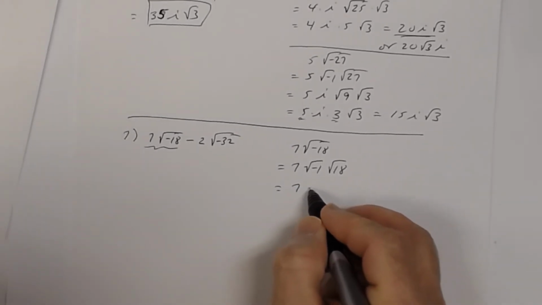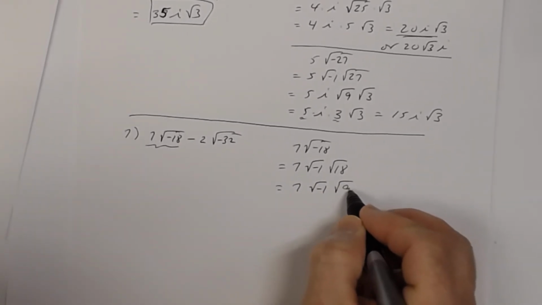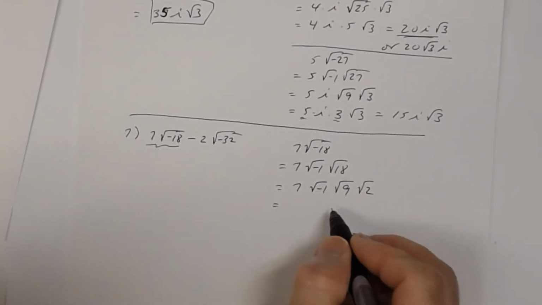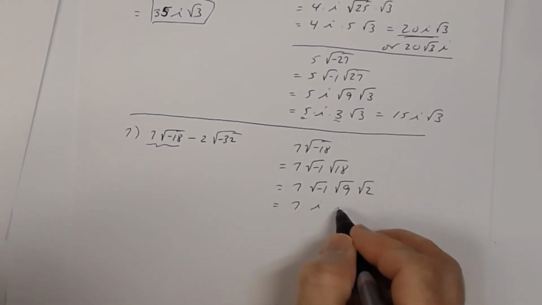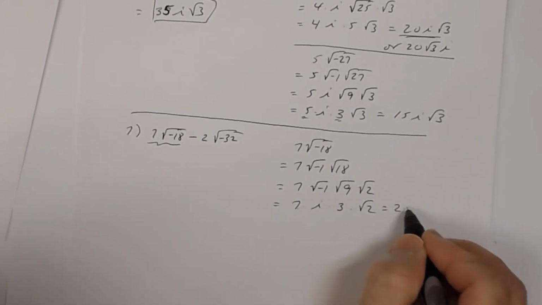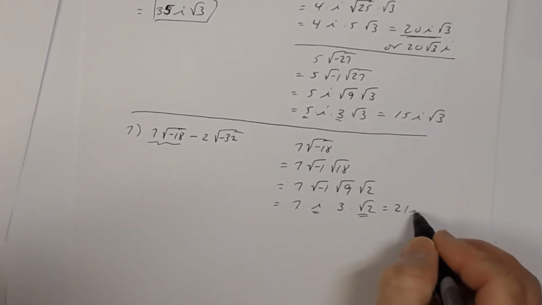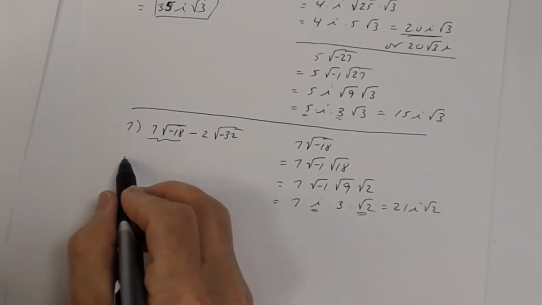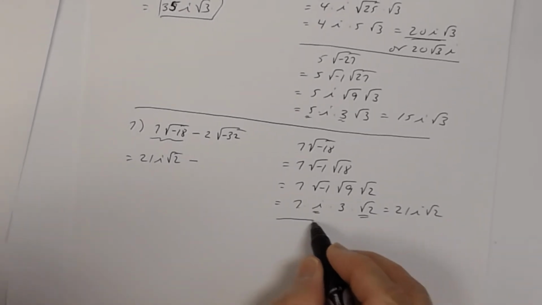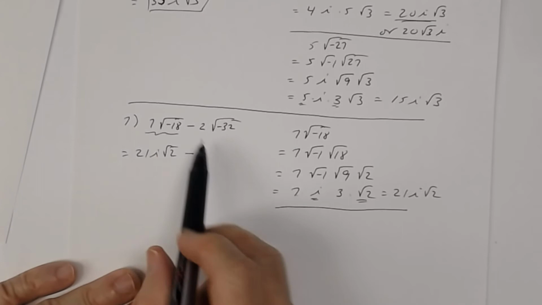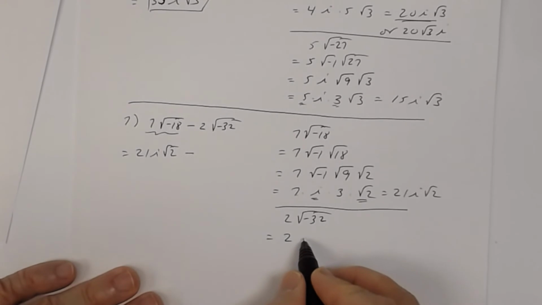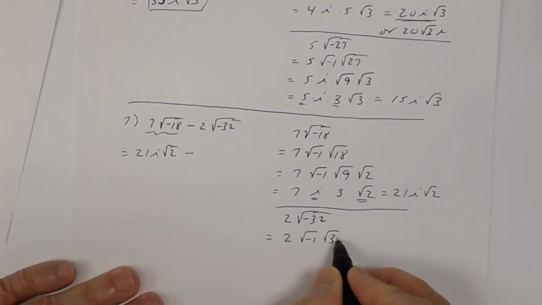So I'm going to write this as 7 times the square root of a negative 1 times the square root of 9 times the square root of 2. And so now I can simplify the square root of 9, so it'll be 7 times I times 3 times the square root of 2. And then 7 times 3 is 21, so we get 21I square root of 2. So that's this right here, so that's 21I square root of 2. Minus, subtract, and then you do the same thing with the next one. So the next one is 2 square root of negative 32. So this becomes 2 times the square root of negative 1 times the square root of 32.